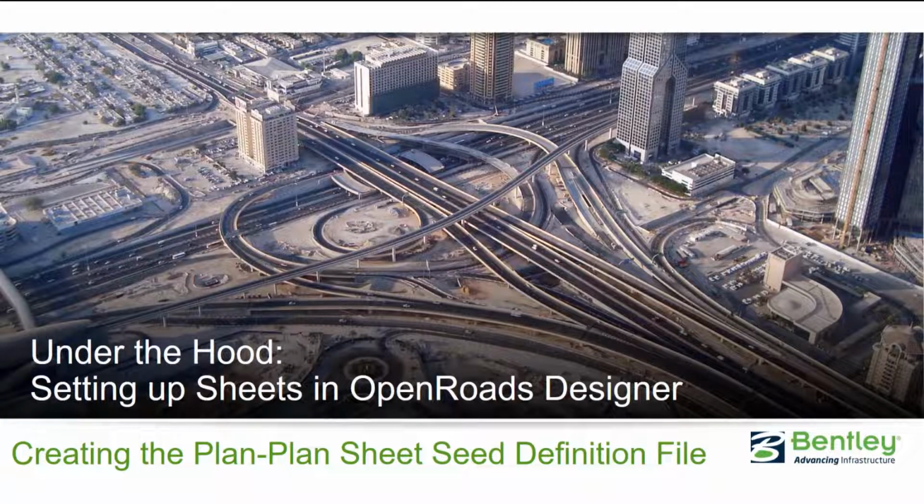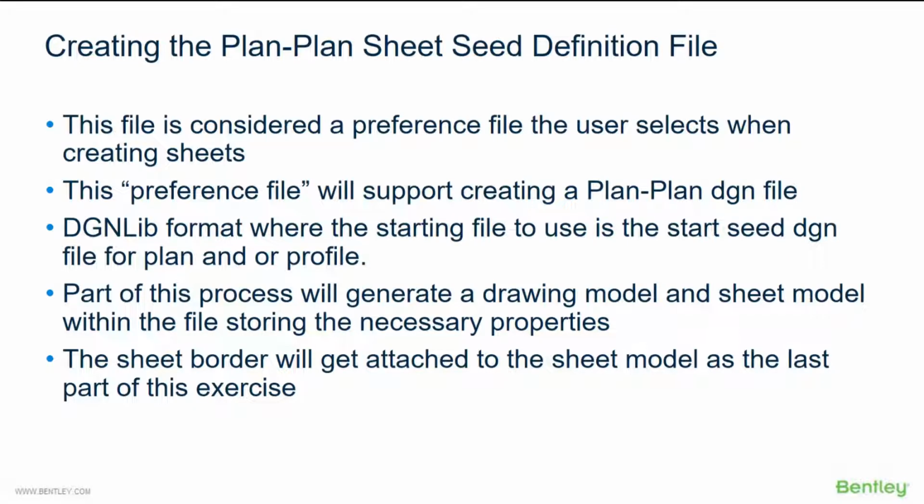Next, I want to take a look at creating a double plan sheet, sometimes used for things like traffic control or staging. This file is considered a preference file, again like the other, where the user selects this file when creating sheets. This preference file will support creating a plan DGN file or files. The DGN-lib format, where the starting file to use is a start seed DGN file for plan and or profile. A part of this process will generate a drawing model and sheet model within the file, storing the necessary properties. And then the sheet border will get attached to the sheet model as the last part of this exercise.